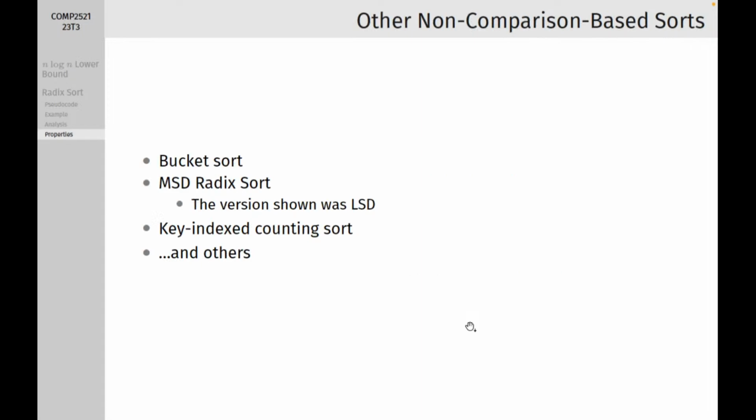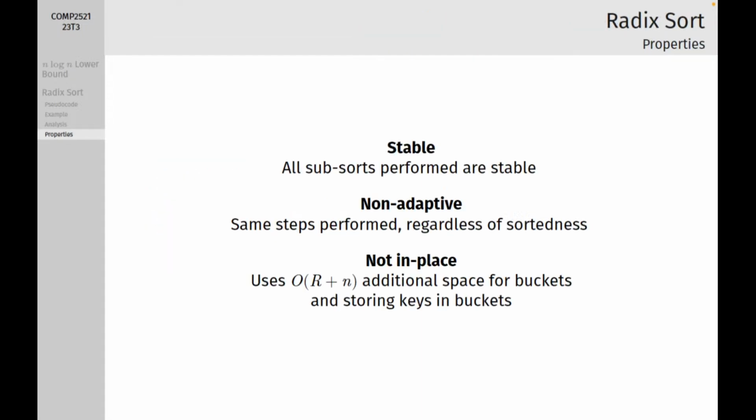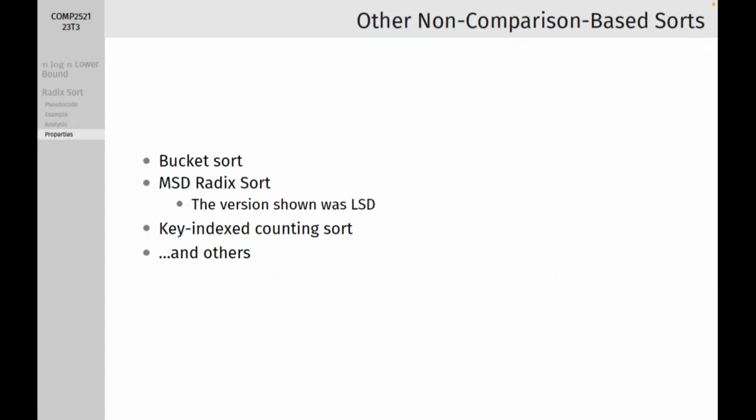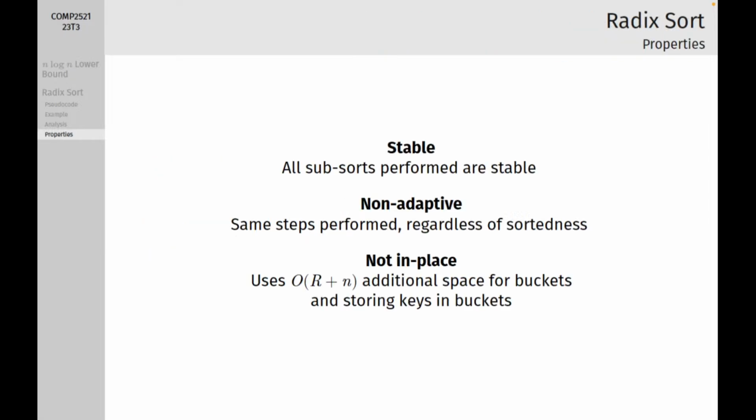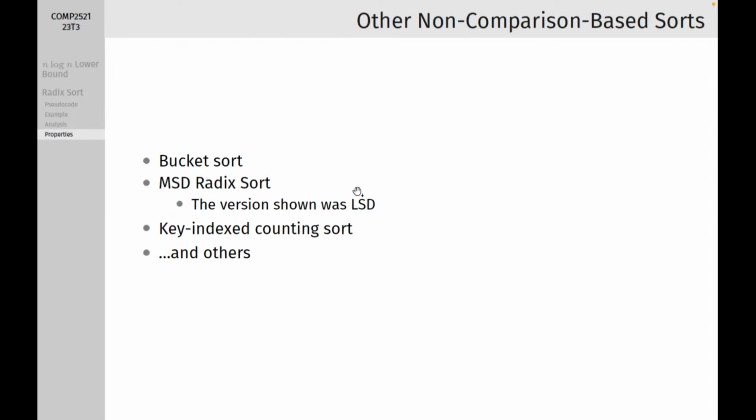All right, so that was radix sort. And now here are some other non-comparison based sorts for your curiosity. And so there is something called bucket sort. Right, there are actually two versions of radix sort. Right, so the version that I showed you was called LSD radix sort, least significant digits. I think that's what it stands for.